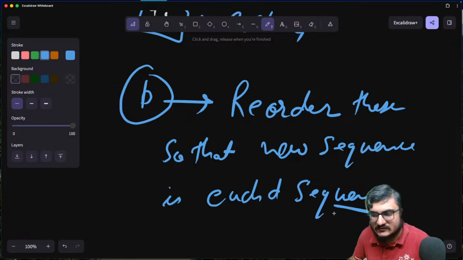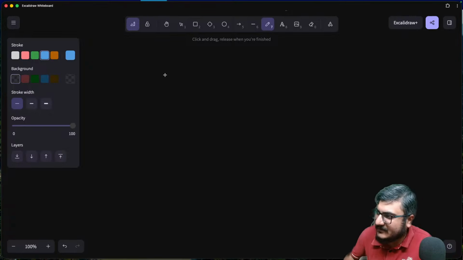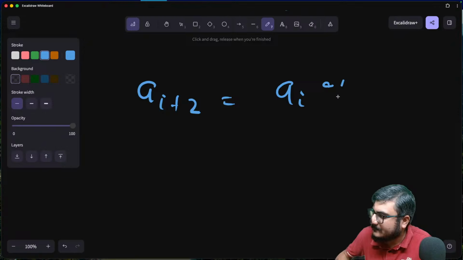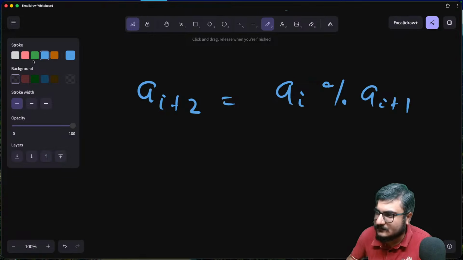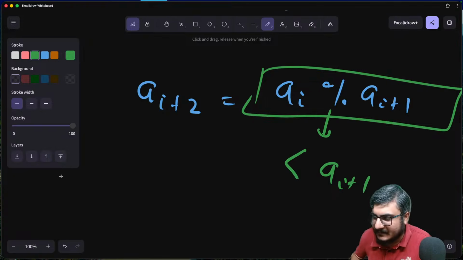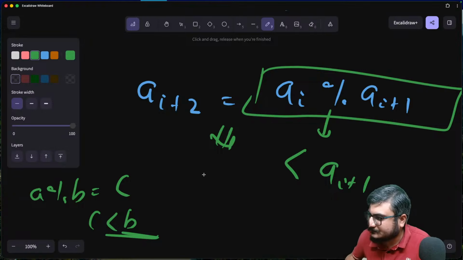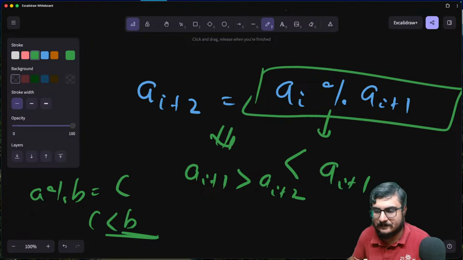Geeky Ansu says, my idea was remainder will always be decreasing, then why not go from large to small? Actually, that's a great idea. For example, if we say that AI plus 2 is equal to AI mod AI plus 1, then this remainder would be less than AI plus 1, right? Like whenever we have A mod B equal to C, then the remainder C is always less than B. So this implies AI plus 1 is more than AI plus 2, and so on.